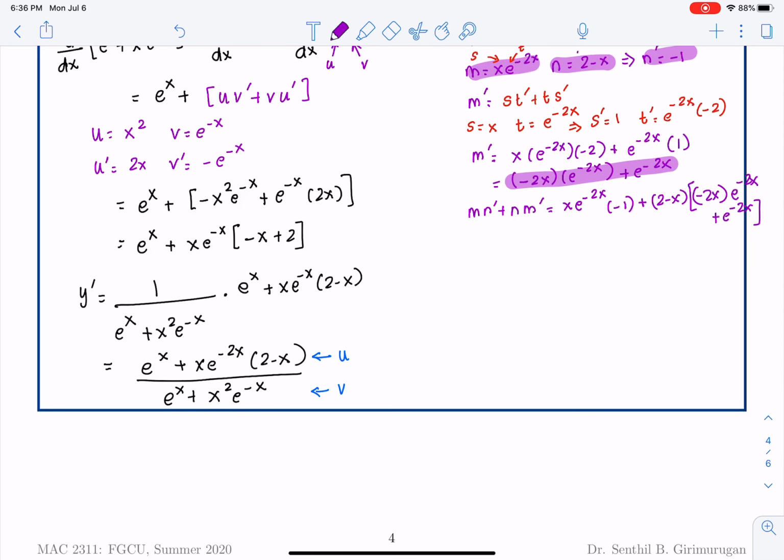Let's see if we can simplify x e raised negative 2x with the negative in the front. I have an e raised negative 2x in common, so I'm going to pull that out from the second term, which would give me negative 2x plus 1. Now I have e raised negative 2x in common here as well as there. If I pull that out, I would have negative x plus 2 minus x times negative 2x plus 1.